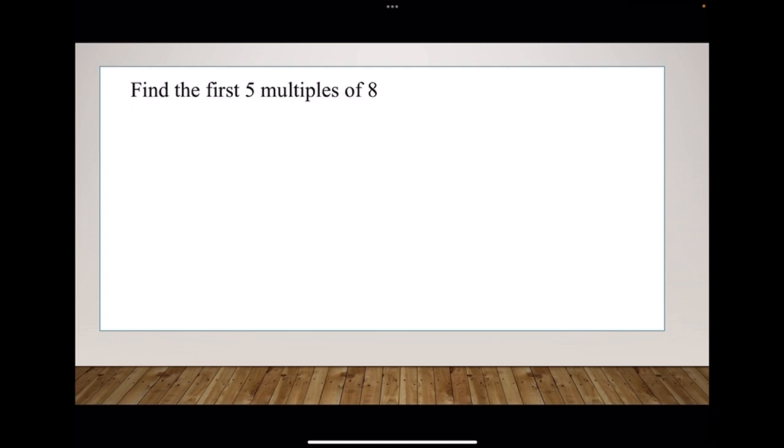So here's one for you to have a go at. I'd like you to try and find the first 5 multiples of 8. Pause the video, have a go, and then when you're ready, press play.